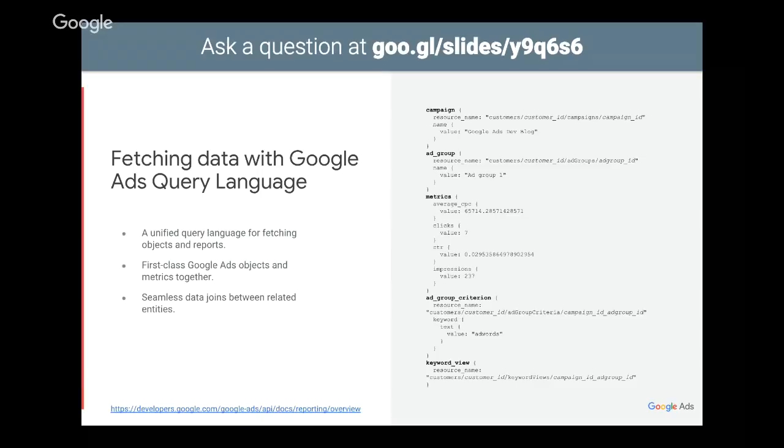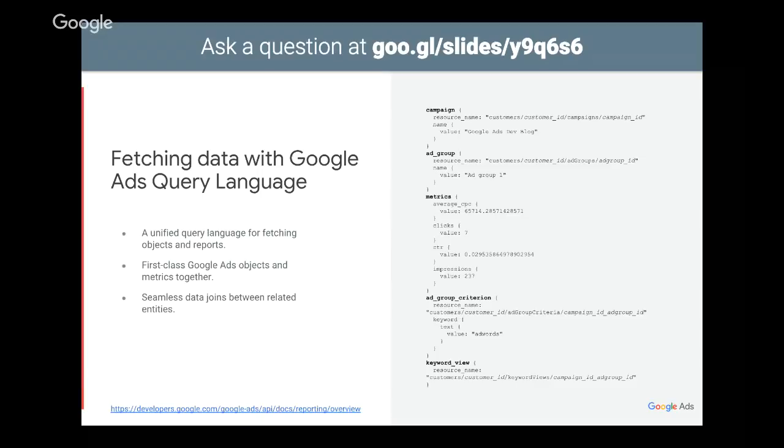So fetching data with the Google Ads query language. We now have a unified query language similar to SQL. It's called Google Ads query language for fetching both objects and reports. So if you're downloading data from this API, no matter how you do it, you're going to be using this Google Ads query language. First-class Google Ads objects like campaigns, ad groups, keywords, and metrics like impressions, clicks, and costs are fetched together from the same service and using the same request.